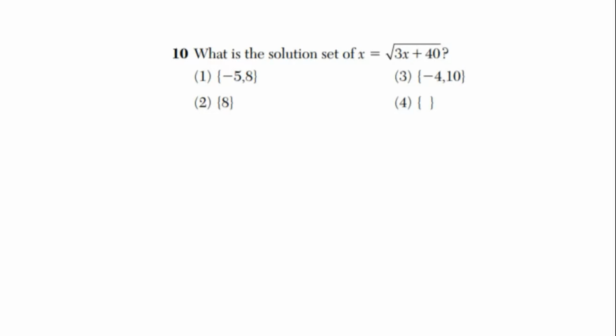So when I take a look at number 10, it looks like we're trying to get rid of a square root right here. That's probably going to be our first step so that we can solve this for x. So if I square both sides to get rid of that square root, I end up with this. Now that's something you should be comfortable with.